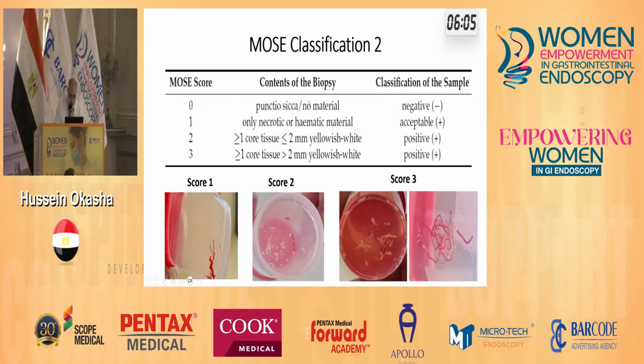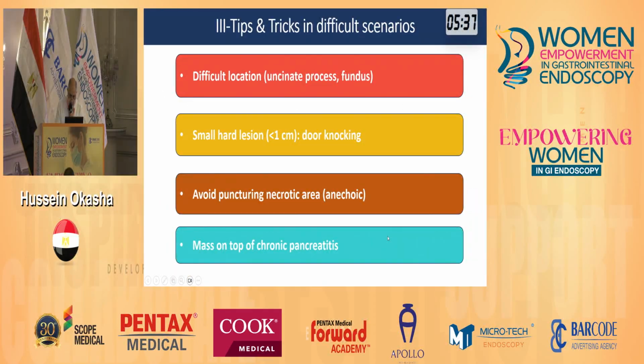Score 0 is no material. Score 1 is just hemorrhagic or necrotic material. We should repeat it several times if it's score 1. Score 2 is the presence of grayish cores, but shorter than 3 millimeter, 1 or 2 millimeter. Score 3 is the best score, in which the grayish-white or yellowish-white cores are longer than 3 millimeter. If we obtain that, then we should suspect an adequate sample.